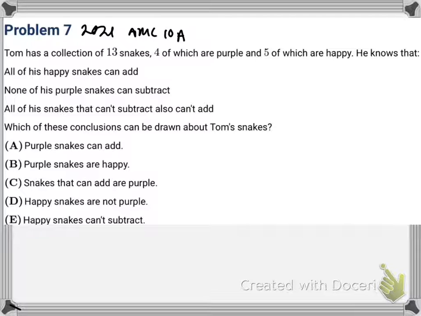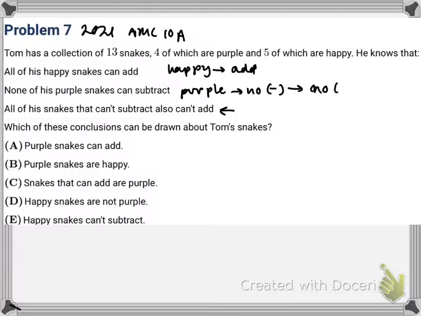So I'm looking at happy, which can add. Happy means they can add. Purple means they cannot subtract. If they can't subtract, according to this condition number 3, they can't add. Combining these two statements, I can use my answer choices.